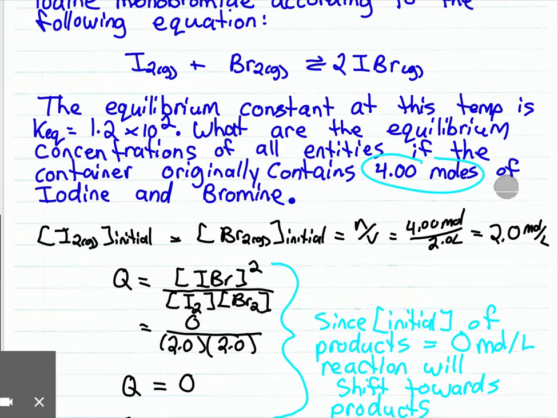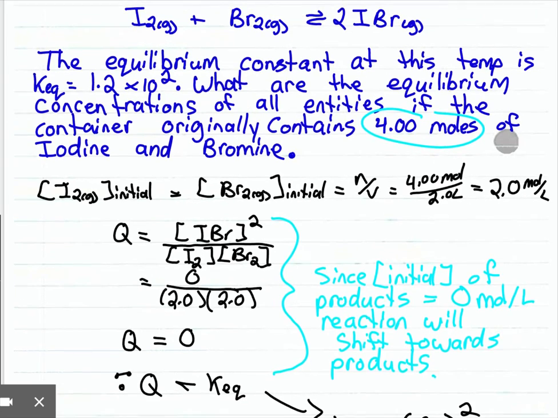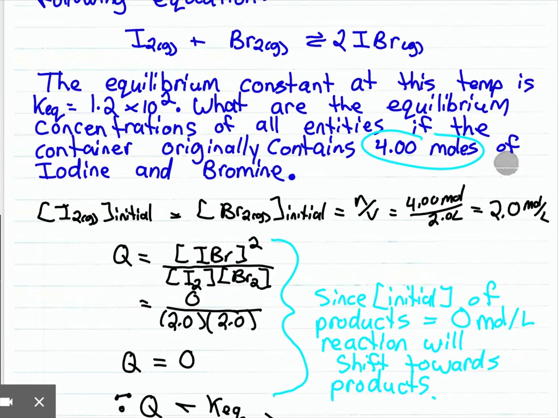The initial concentration of your products is 0. So what that means is mathematically, when you calculate out Q, it's going to be 0. Now, if you recognize that the concentration of the products is 0, then you know the equilibrium has to shift in the direction of the products. So instead of calculating out Q, you can say, since initial concentration of products equals 0 mole per liter, the reaction will shift towards products.